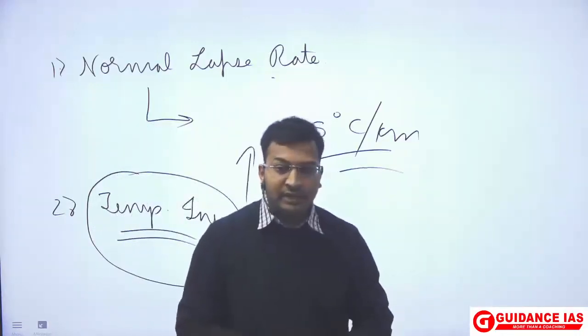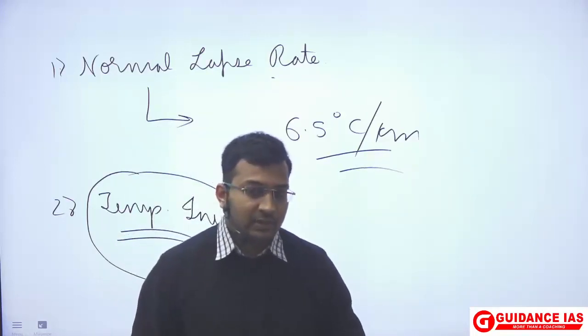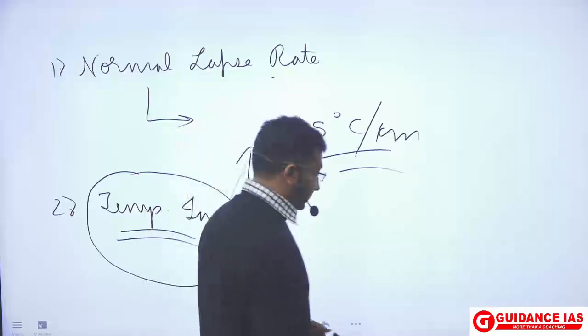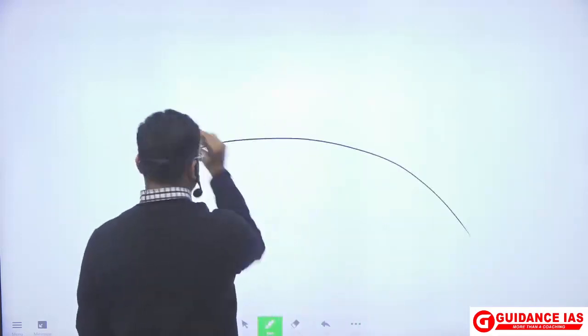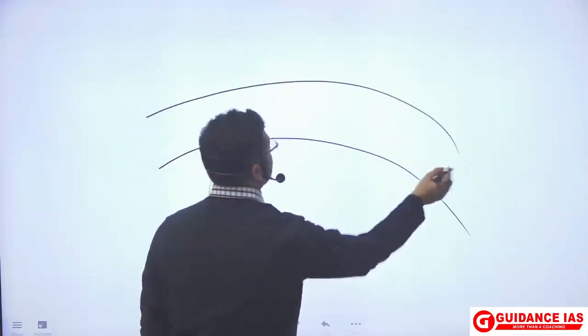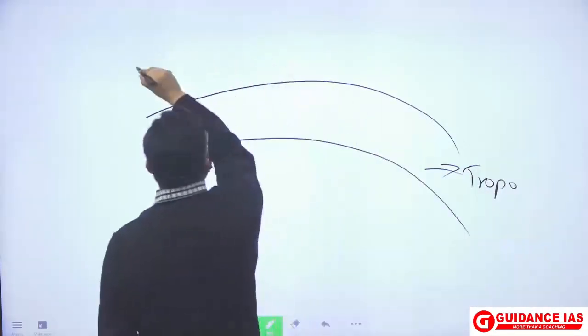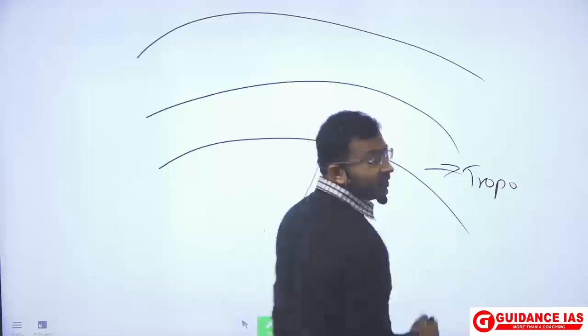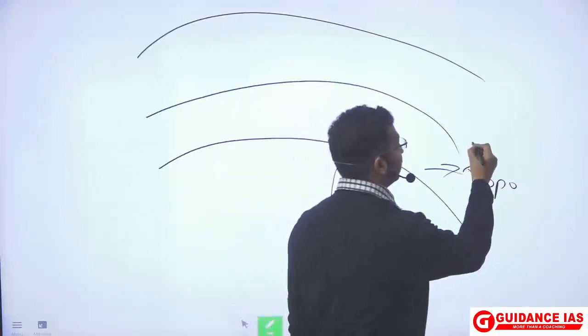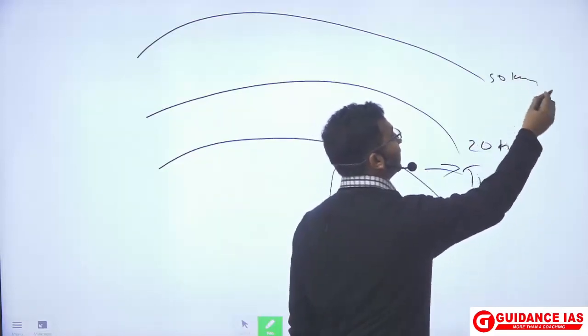The stratosphere is a zone of permanent temperature inversion. Now, what do you mean by this? Let's say this is the Earth's surface. This is the troposphere. The extent of the troposphere is somewhere around 20 kilometers. Then there is the stratosphere up to 50 kilometers.